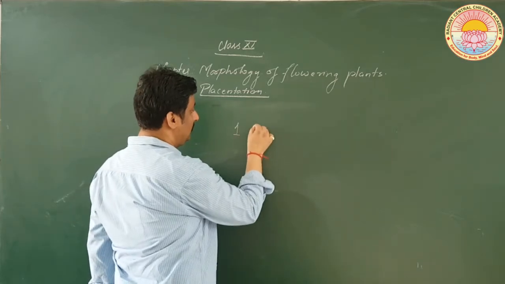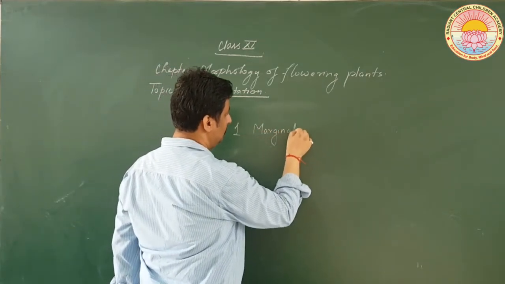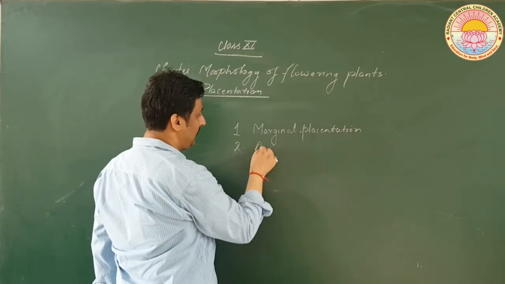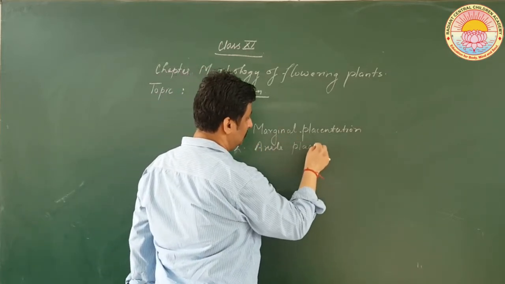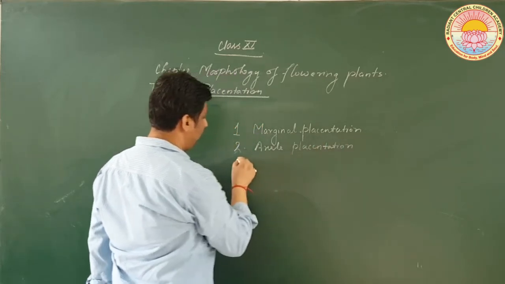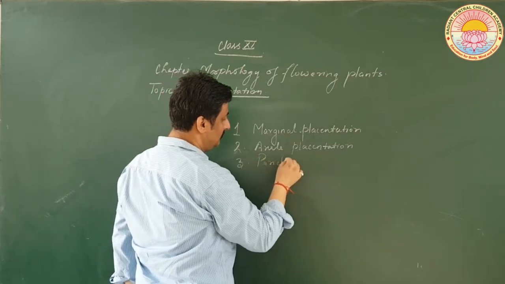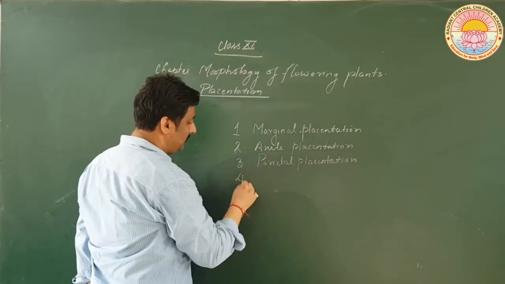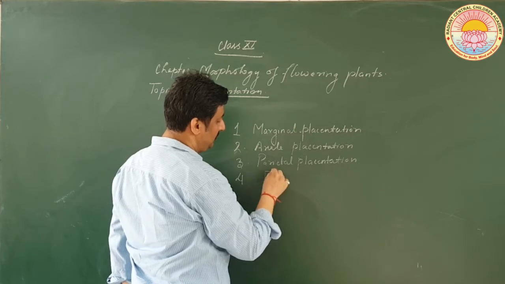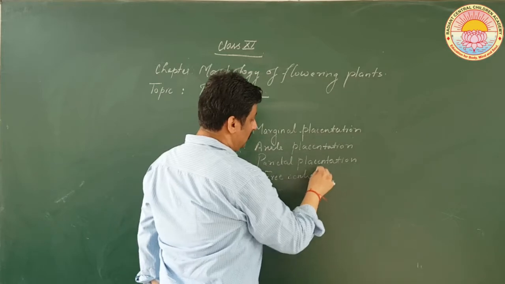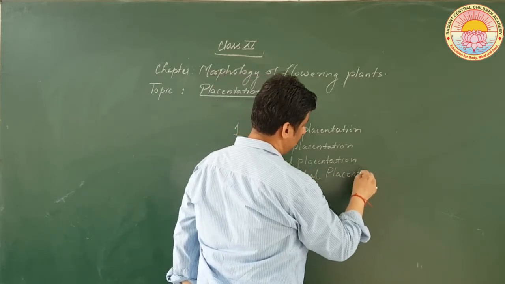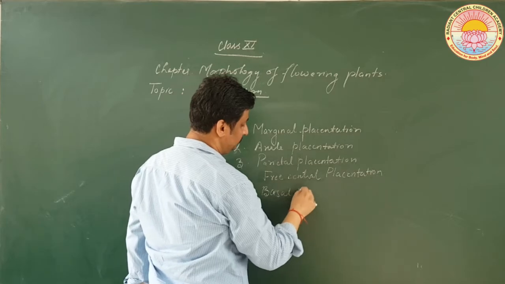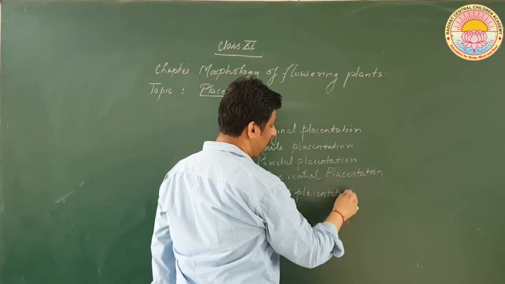such as marginal placentation, then we have axile placentation, then we have parietal placentation, then we have free central placentation, then we have basal placentation. So placentation are of various kinds.